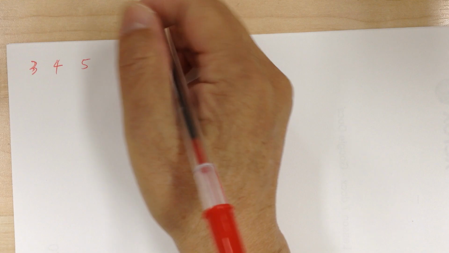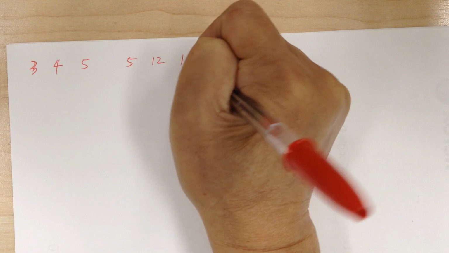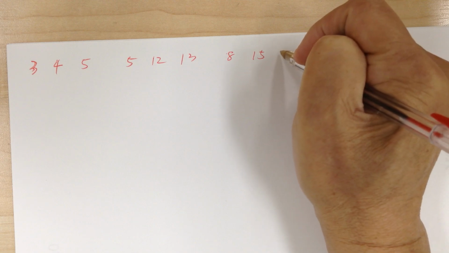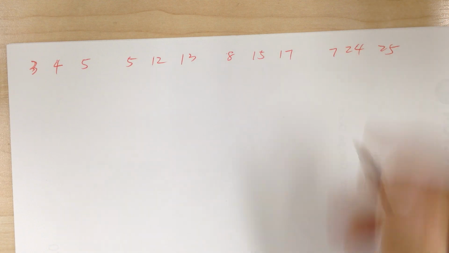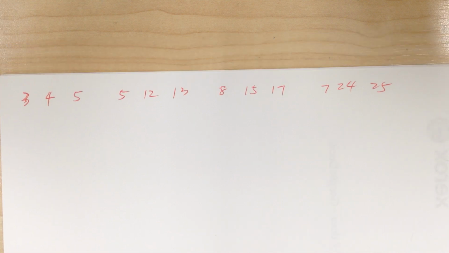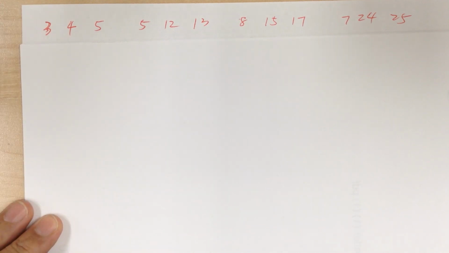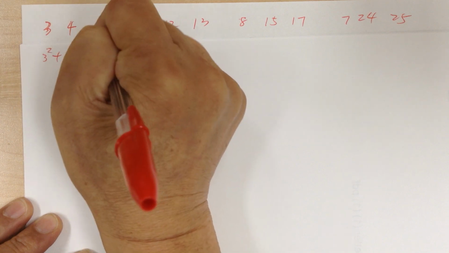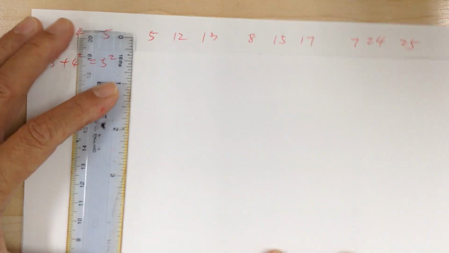And then you have the 5, 12, 13, and you've got 8, 15, 17, and 7, 24, 25. Now, as you do these, there are some interesting things that you need to know. Obviously, by the Pythagorean theorem, 3 squared plus 4 squared equals 5 squared.